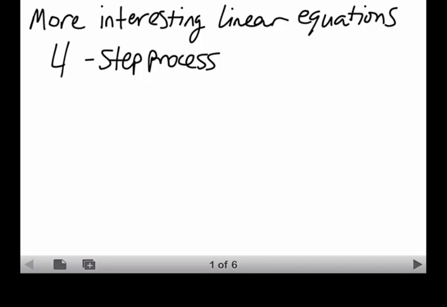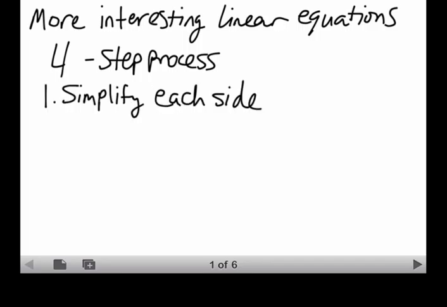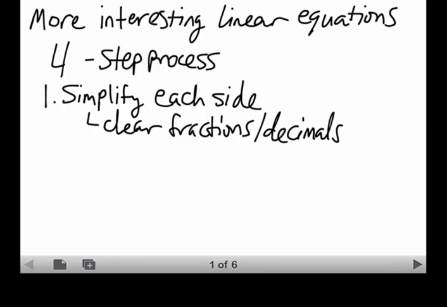The first step is to simplify each side individually. What that means is distributing to clear parentheses, collecting like terms, that sort of thing. We might also consider clearing fractions and decimals in this step.